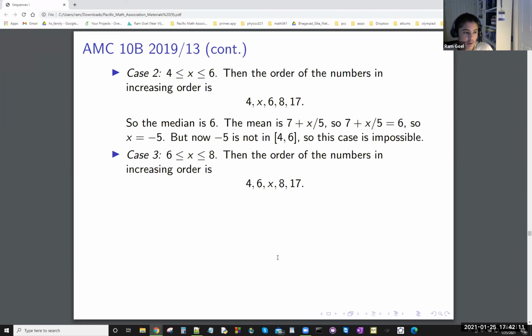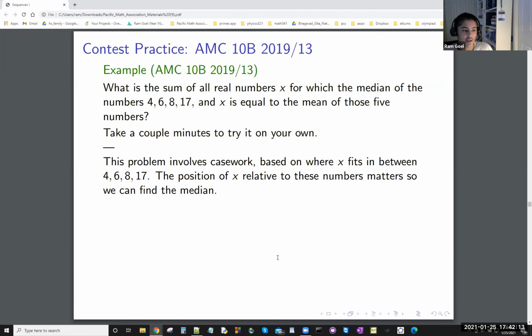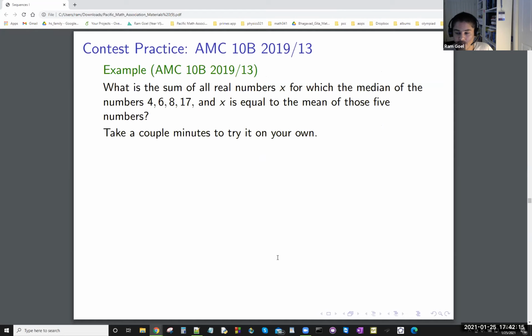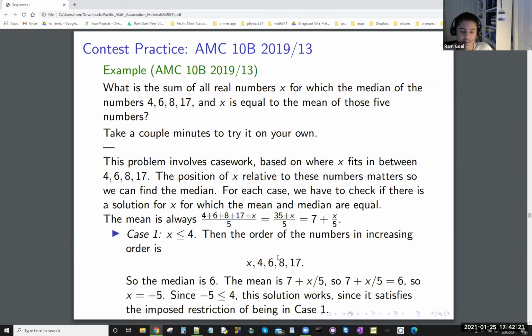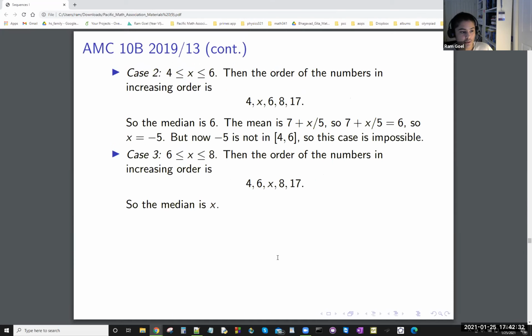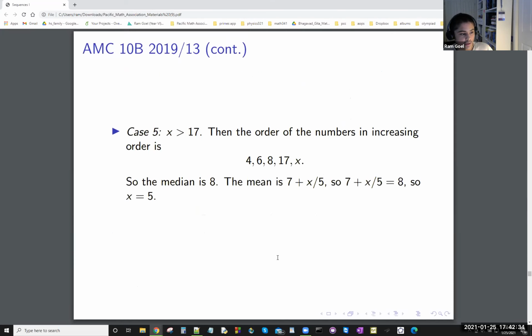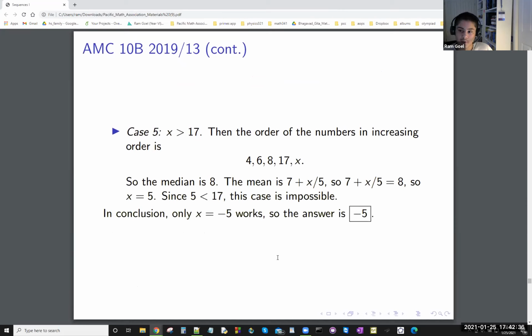So that means the sum, the question asked for the sum of all values. It was sort of tricky. If they just said there's just one possible value which works, then after testing case 1, you wouldn't have moved on. But they're sort of trying to make sure you go through all the cases. But there does end up just being one value which works, which is -5. So the sum of all values is -5.